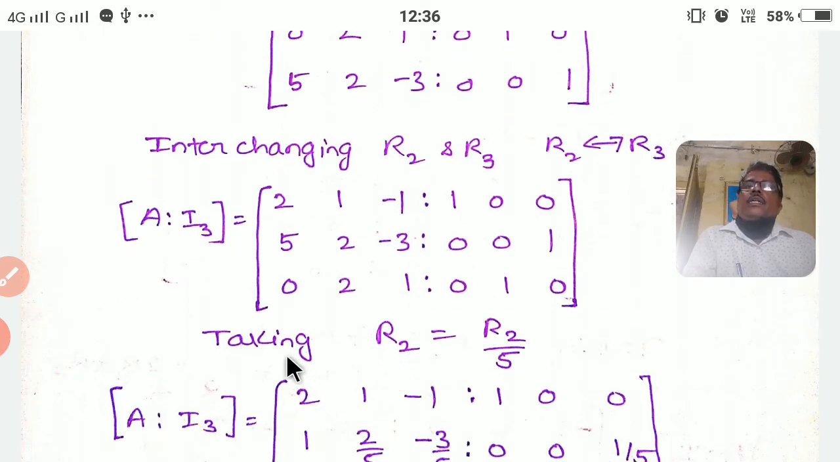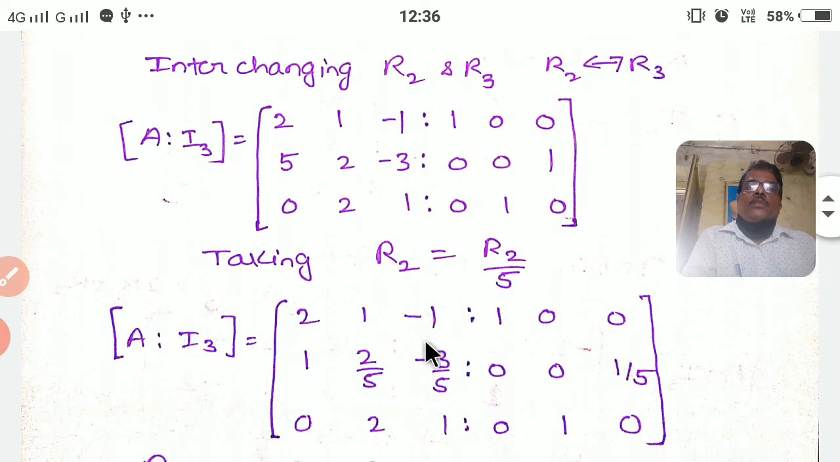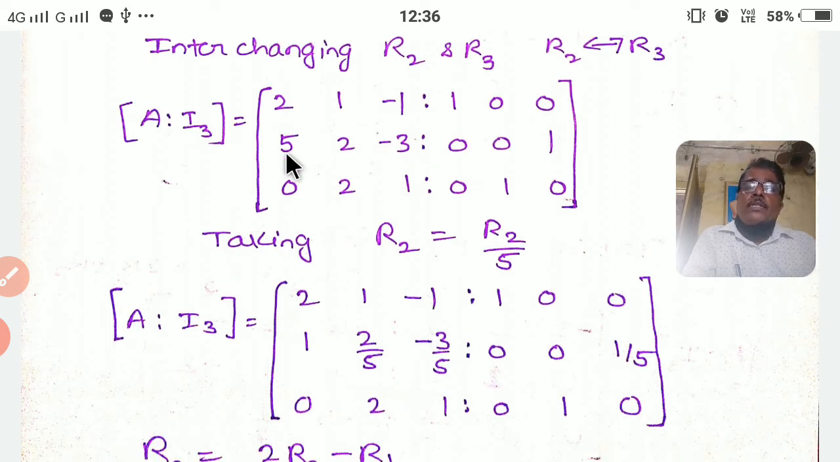Next, taking R2 is equal to R2 by 5. So here dividing this row R2 by 5. So we get A colon I3 is equal to 2 1 minus 1. Then here we divide this whole row by 5. R2 is equal to R2 by 5. So 5 by 5 is 1, 2 by 5, 2 by 5, minus 3 by 5. Next the third row we write the elements as it is, so 0 2 1.